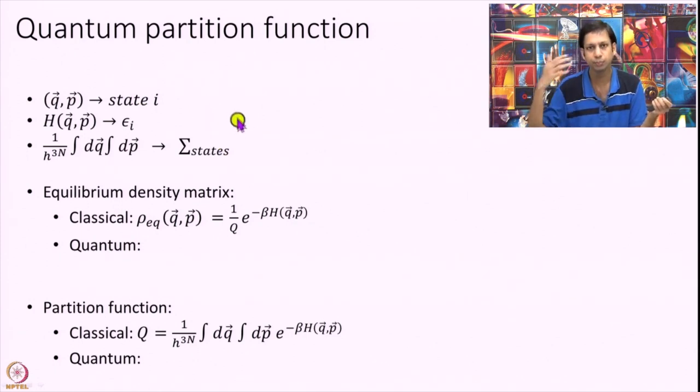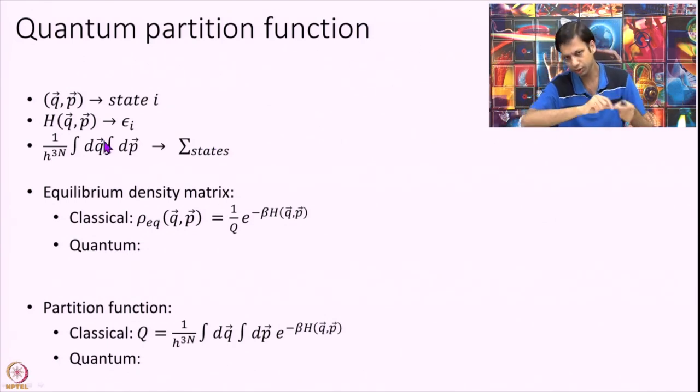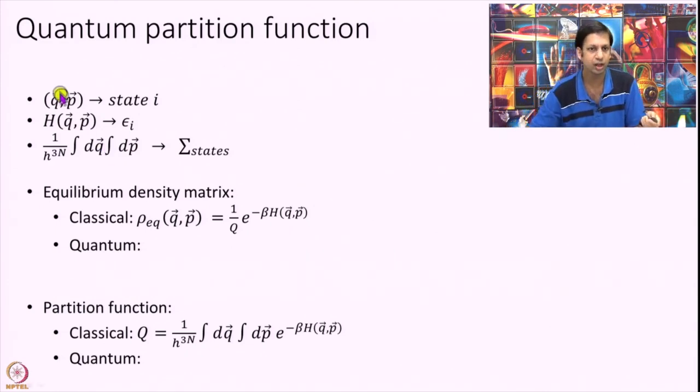Okay, so, the main point here is that this Q, P is completely continuous. Q can take any number from minus infinity to plus infinity and so can P, but these states are discretized, they are quantized. That is the origin of the word quantum. Okay, so, Q, P gets replaced with state i. The Hamiltonian of Q, P gets replaced with E_i, energies, and these E_i are the eigen energies of that system. So, we solve something called the Schrodinger equation and get these E_i. Again, we are not going to cover the Schrodinger equation really in this course.